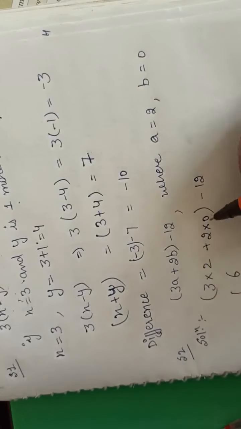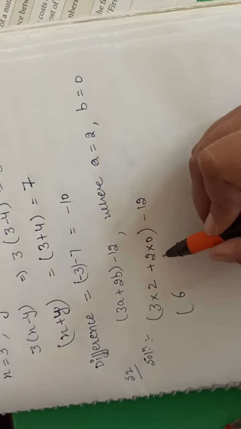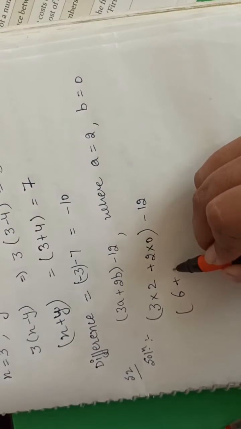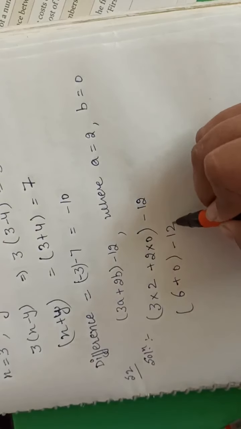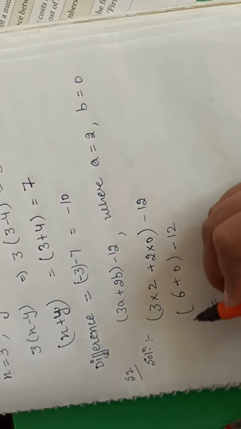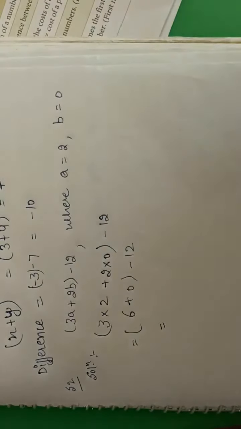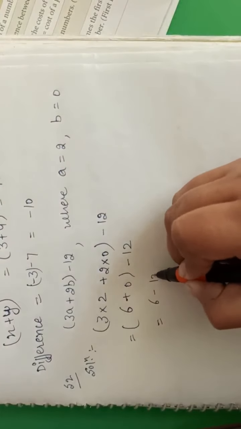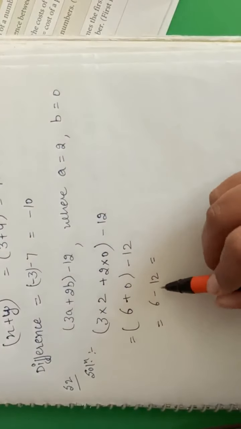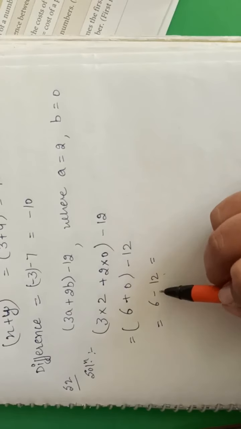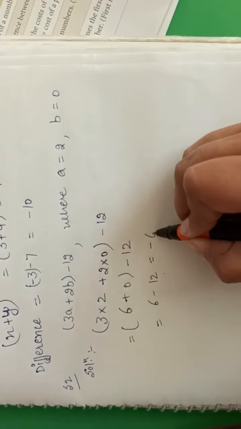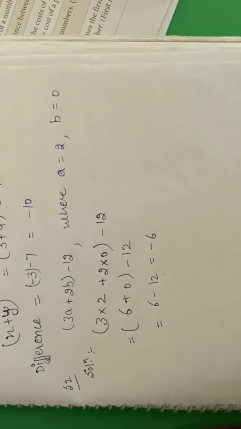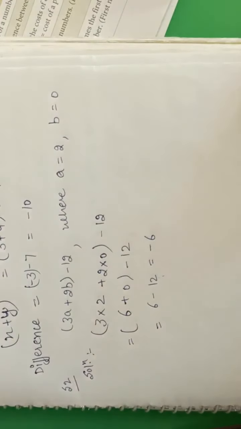So 3 2s are 6, and when we multiply any number with 0, what comes? 0. Minus 12. Now 6 minus 12. Here the greater number has a negative sign, so we will write the answer with a negative sign, and that becomes minus 6. Now clear S2?